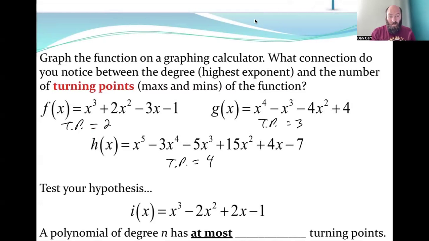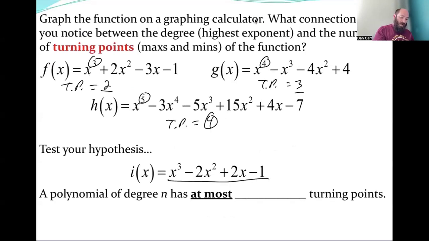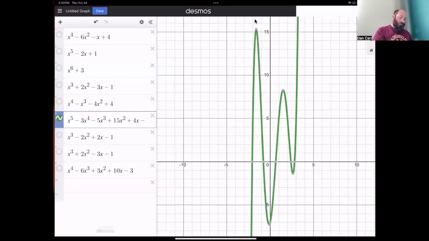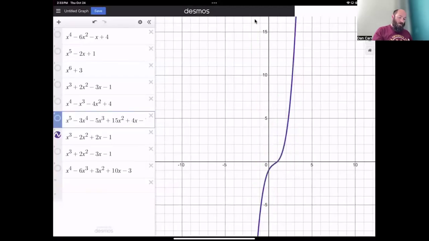So what does that mean? To me, when I see that, I'm going to say that, hey, 3 is 1 less than 4. 2 is 1 less than 3. 4 is 1 less than 5. So if I look at this one now, I would expect 2 turning points. So let's take a look at that. So if I take that one, we're close. There's this weird little thing here. Okay. So that's x cubed minus 2x, which does not actually have that.